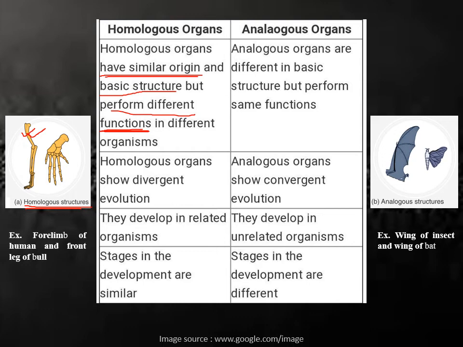In contrast, there are certain organs in different organisms which have different origin and different basic structure, just the opposite of homologous organs, but they perform the same function. Say, for example, the wings of a bat and the wings of insects. In the bat, the wing is a modification of its forelimb, whereas in the insect, the wing is a modification of its exoskeleton. So although the wings of bat and insect are both used for flying, their origin and structure are different. These are known as analogous organs and the property is known as analogy.